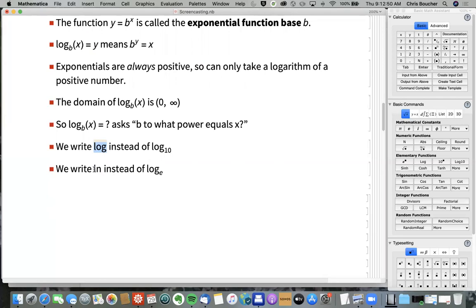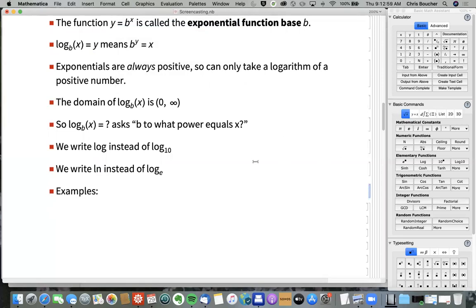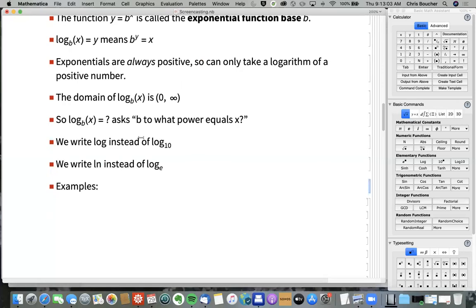You should have buttons on your calculator for both of these, ln and log. More about that later. I think we finally are getting to the point where we can do some examples to try to dispel some of the fog around logarithms here.